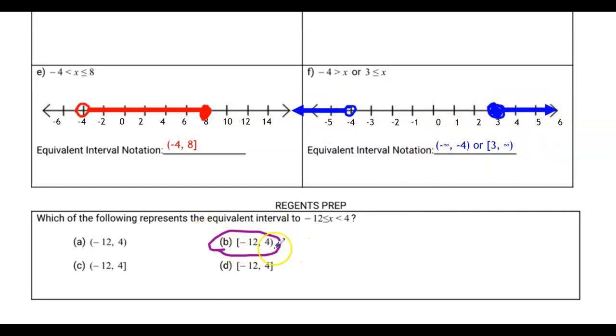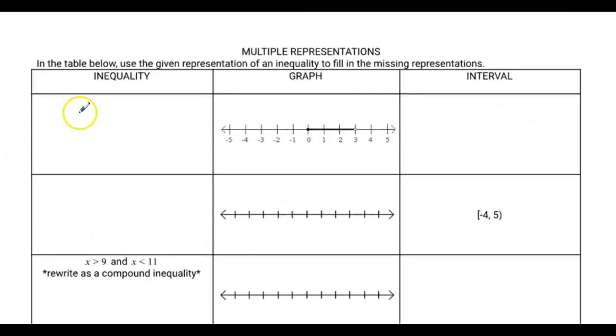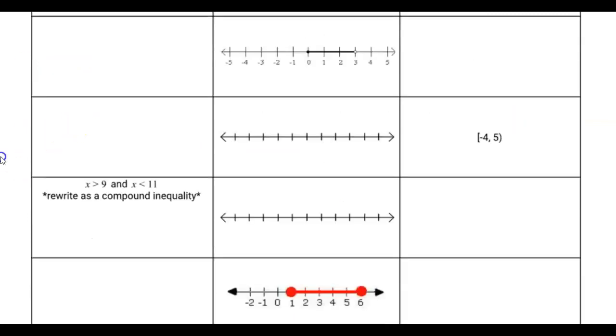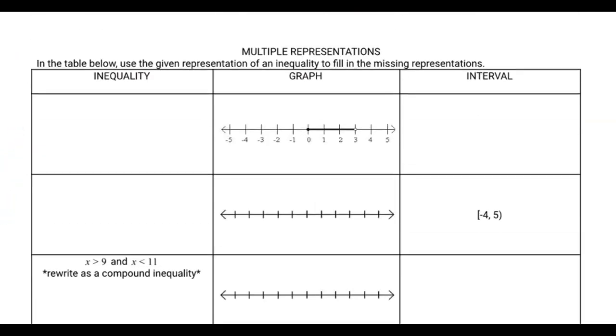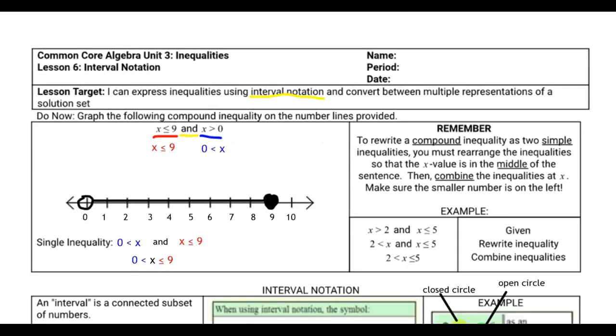The Regents prep is answer B. That's less than or equal to, which means a square bracket, a less than, which means an open bracket. All right, I'm not going to show you the multiple representations because that's what we're going to be doing in class as a problem set. But let's go back to the beginning and call it a day.